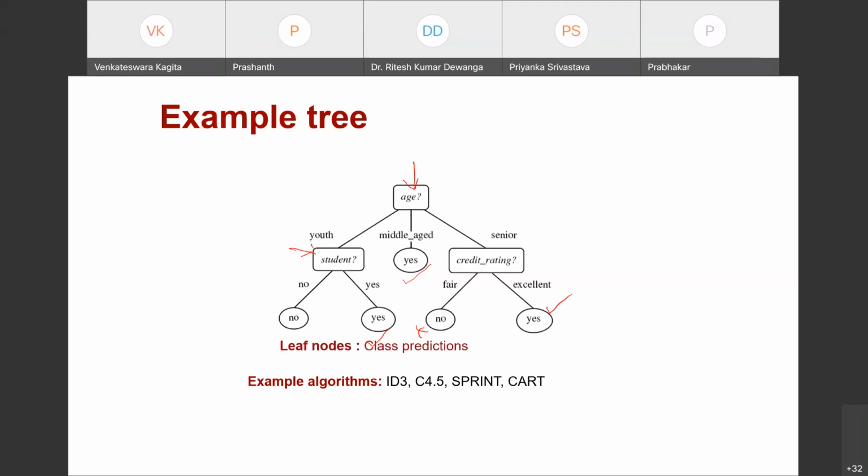Here the leaf nodes are the class predictions and intermediate nodes are the attribute value tests. We test the attribute values in the intermediate nodes, and edges represent the attribute values.